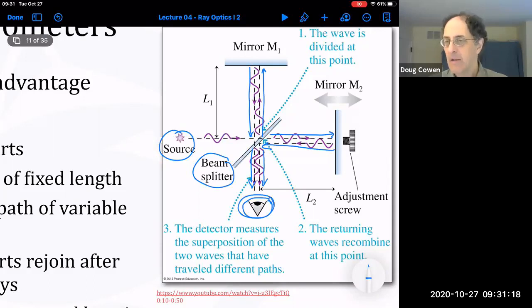And in fact, if you move mirror M2 gradually, either to the right or to the left, then you should see interference patterns where you see constructive, then destructive, then constructive, then destructive interference as the mirror moves to the right. And in fact, I have a video that shows just that. Let me bring that up.